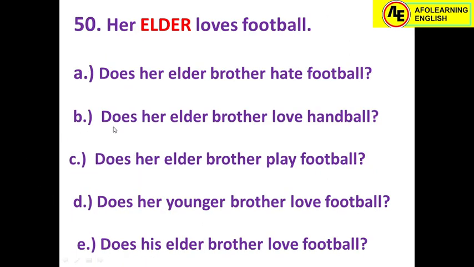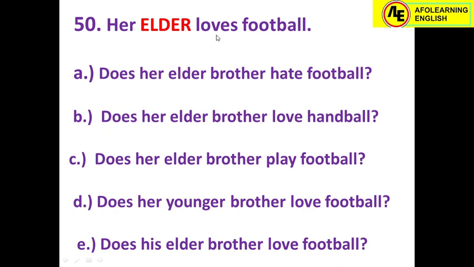Then the last one in this section, our elder brother loves football. The stressed word is elder. So the opposite of elder will be younger. It's as simple as that. So the correct answer is option D. Does our younger brother love football? No, our elder brother, not our younger brother. Our elder brother loves football. There's a little bit of a typo there, so please bear with me.